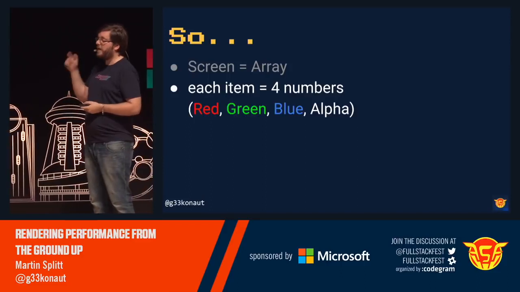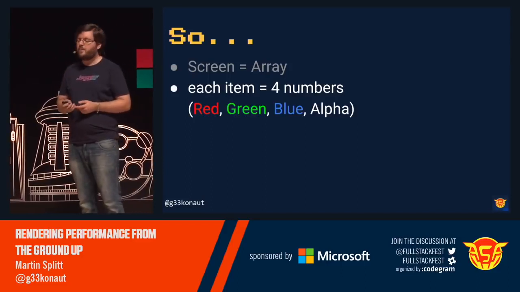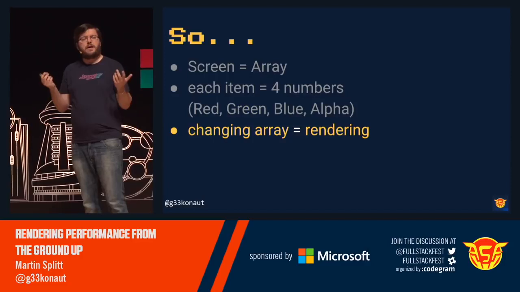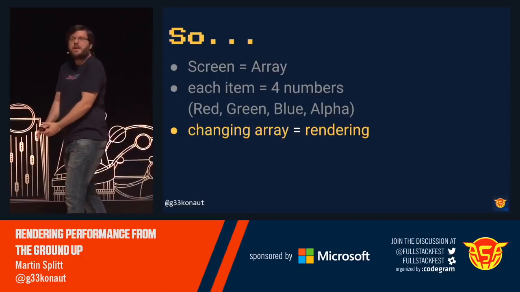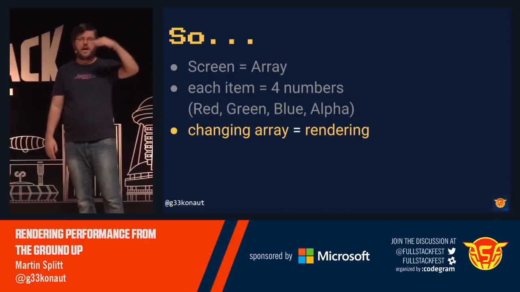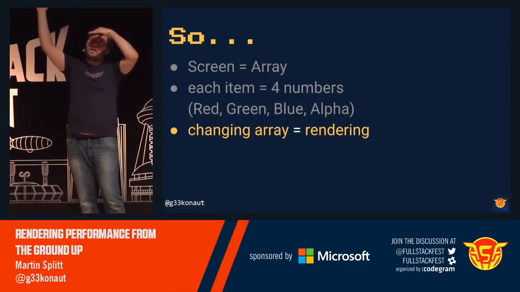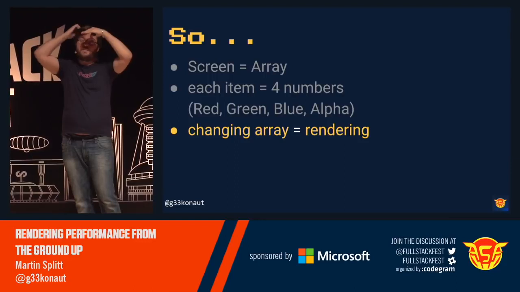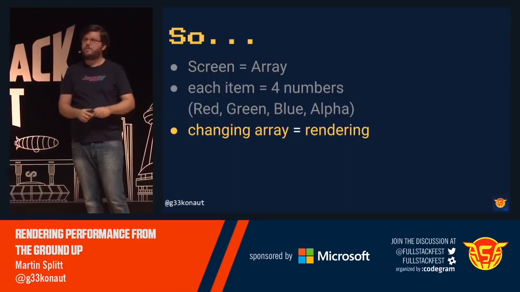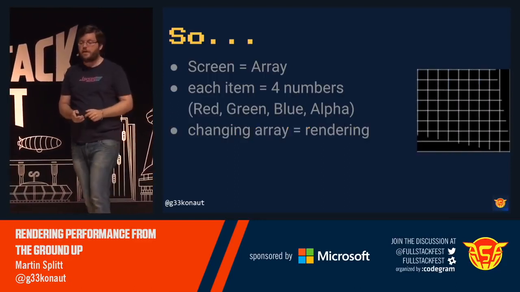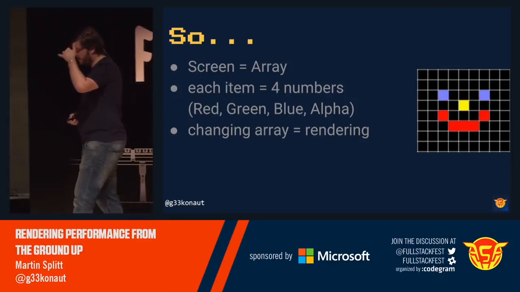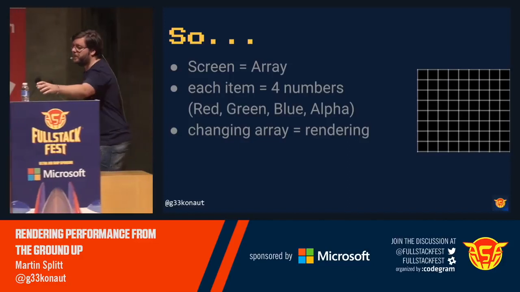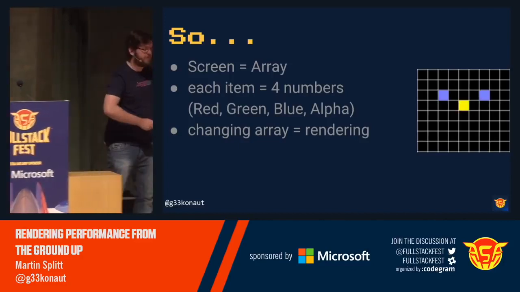So we have these 4 values, or 3 values if we don't want transparency. And when we want to render, all we do is we write these numbers into the list. Now, who here has ever written numbers into a JavaScript array? I'm actually very surprised that not many people are raising their hands. What are you doing? Anyway, so we figured out rendering is basically just writing numbers into a list. That's a very basic concept.